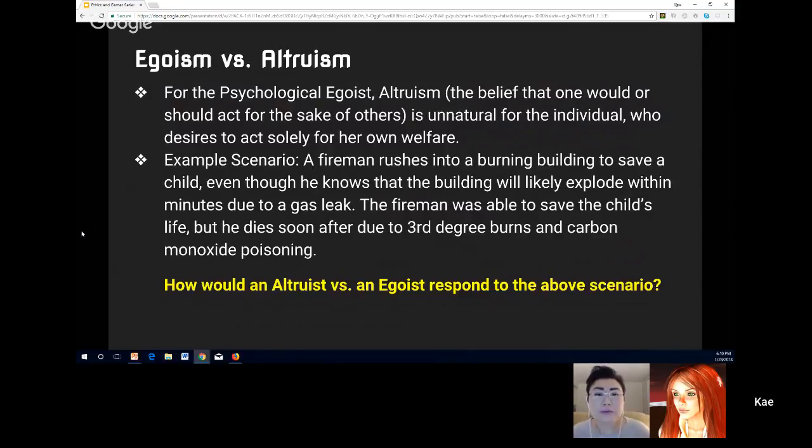So here's an example to help us understand this distinction, okay? So here's a scenario. And actually, maybe Lear, because I talked for a while. Lear, do you mind reading this example for us?